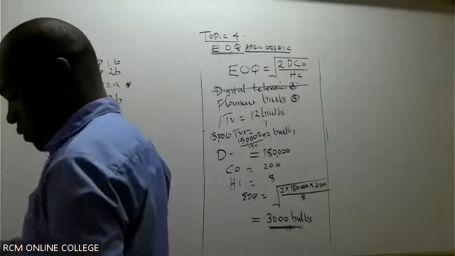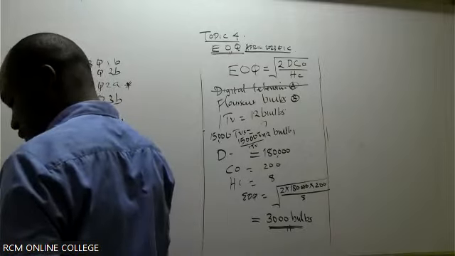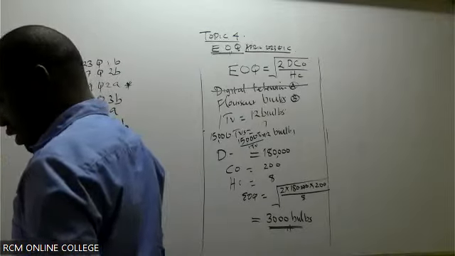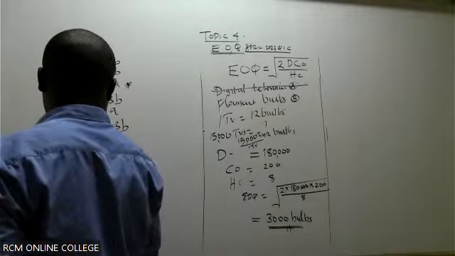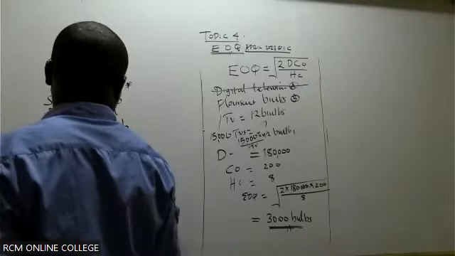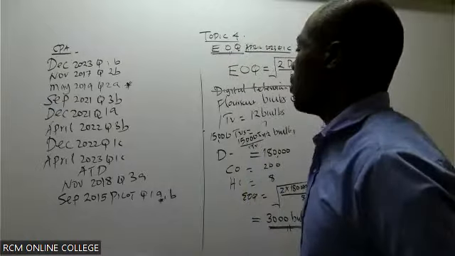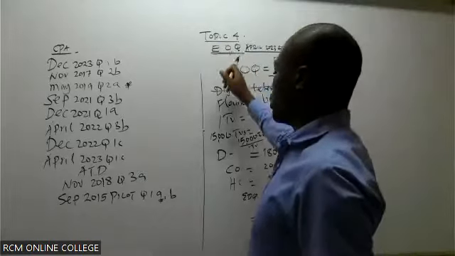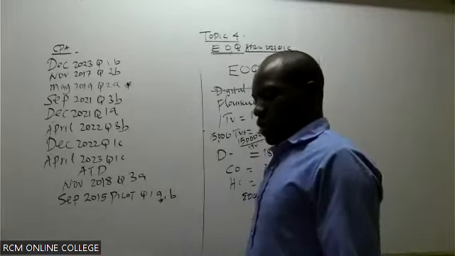I've only managed to access these two for now. November 2018, question number 3A. Then September 2015 pilot, question number 1A and B, whereby question number 1A is theory, assumptions of economic order quantity. So assumptions of economic order quantity was tested in this particular sitting.